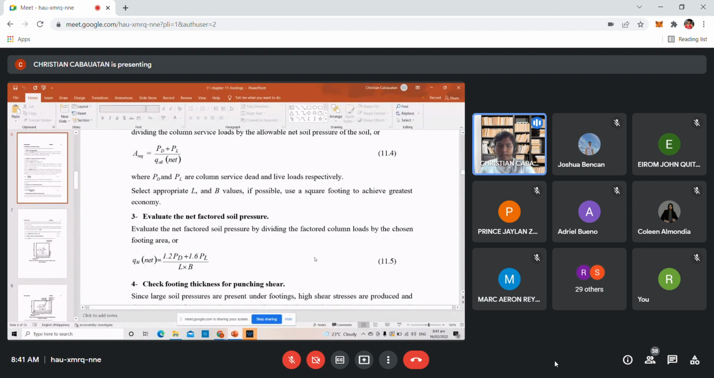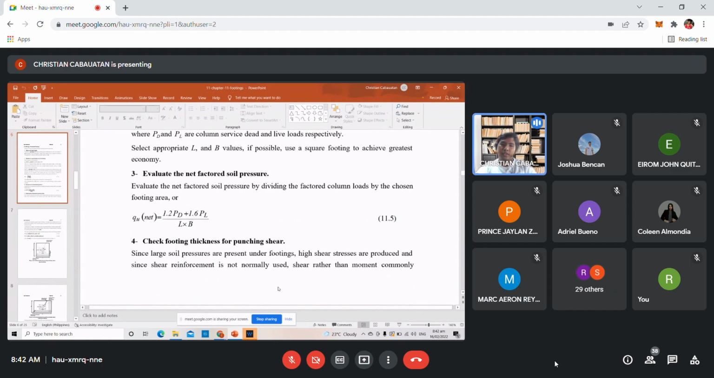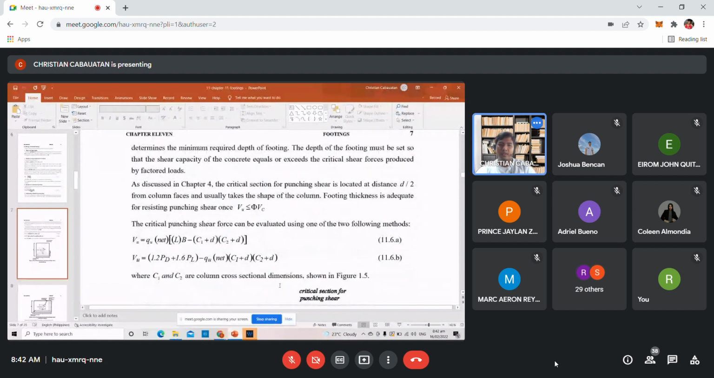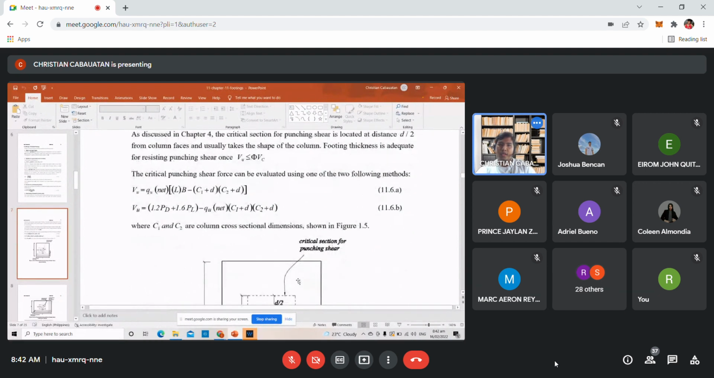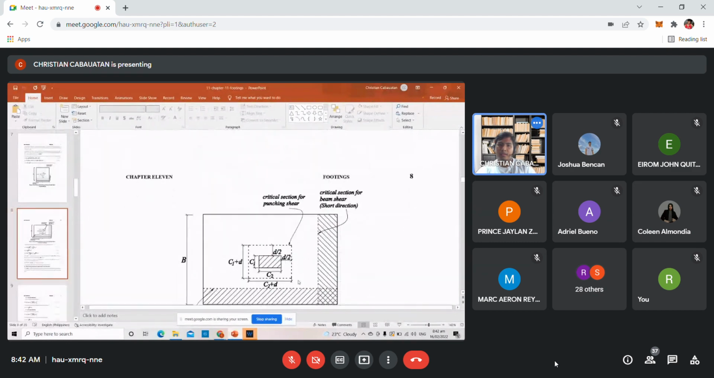Okay? The next one is check the footing thickness for punching shear. Yan yung iniiwasan natin, kalimitan, yung kanyang effects of the punching shear. Since large soil pressures are present under footings, high shear stresses are produced, and since shear reinforcement is not normally used. Okay? So, yan na yung computations. Hindi na natin yan gaanong tatalakayin because it would be in your reinforced concrete. Or sometimes it would be in your, I think, steel designing.